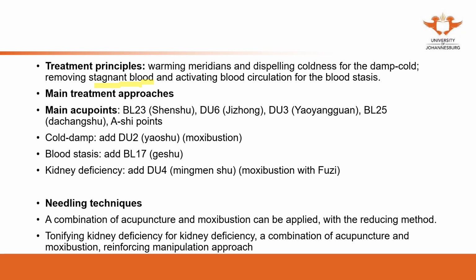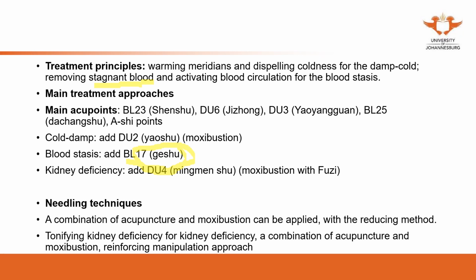For the main points, you can use the local points: Bladder 23, Du 6, Du 3, Bladder 25. These are all local points. For cold dampness, you can add Du 2. For blood stasis, Bladder 17. We have explained previously why you use Bladder 17. Bladder 17 is a very important point for activating blood circulation. For kidney deficiency, you can use Du 4.